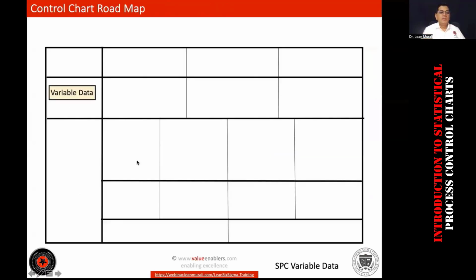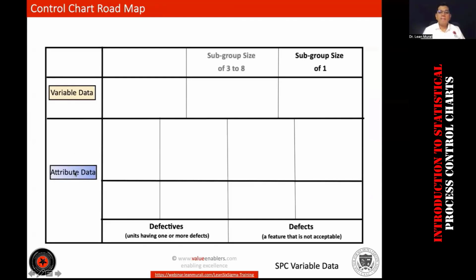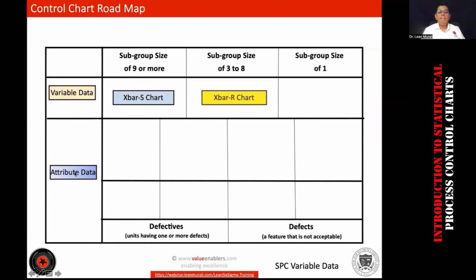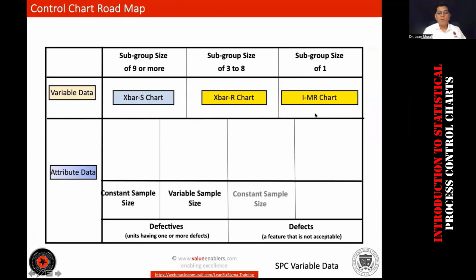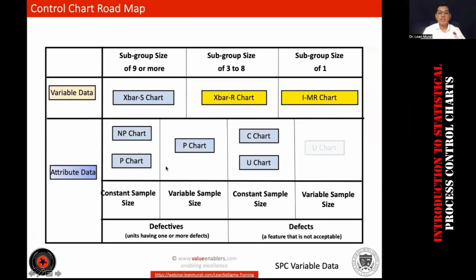Now, so we said variable data, attribute data. And I've already mentioned this, I will share this presentation with you. There are 3 types of charts we have seen. Individual moving range chart if the subgroup size is 1. And depending upon the variable sample size or constant sample size, you choose the type of charts that I've shown.